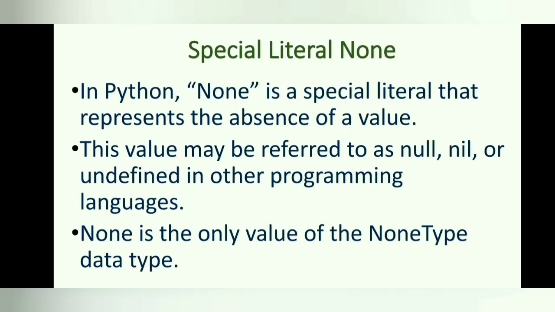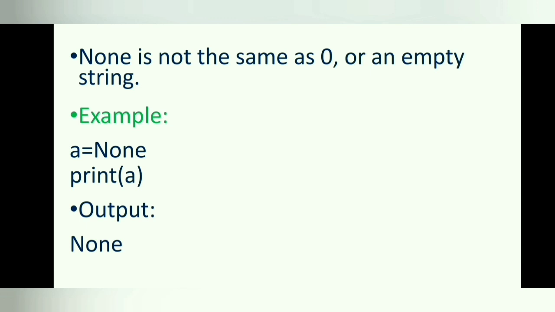Special literal None. In Python, None is a special literal that represents the absence of a value. This value may be referred to as null, nil, or undefined in other programming languages. None is the only value of the NoneType data type. None is not same as 0 or an empty string. Example, None is assigned to A. Print A. The output will be None.